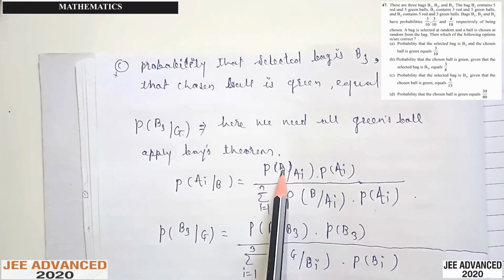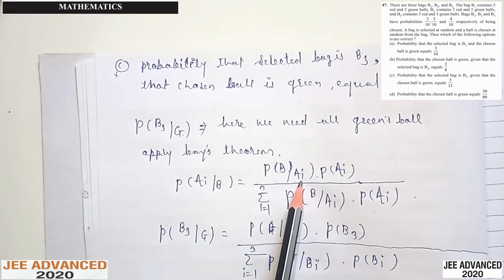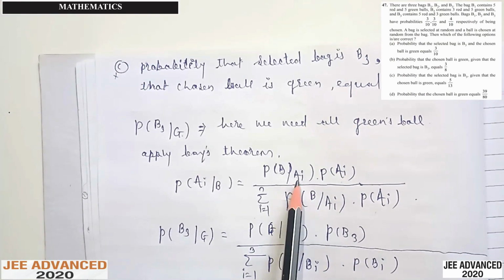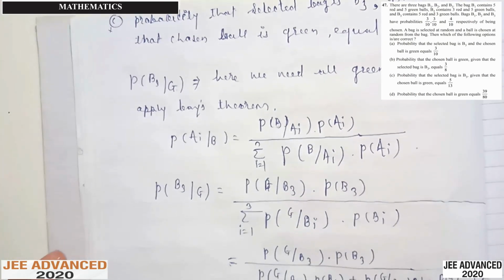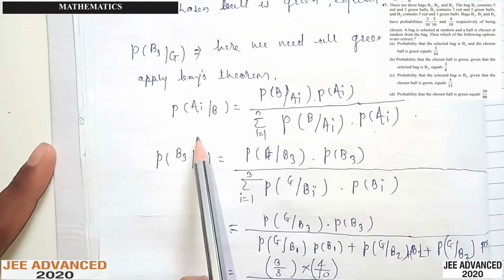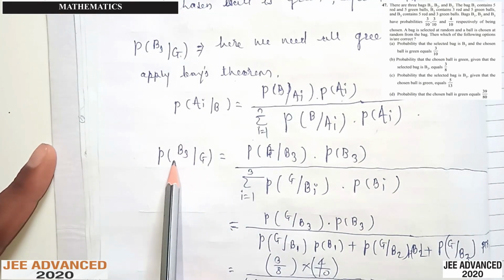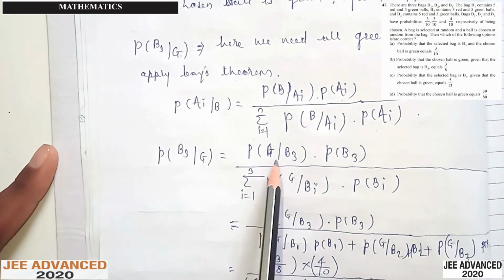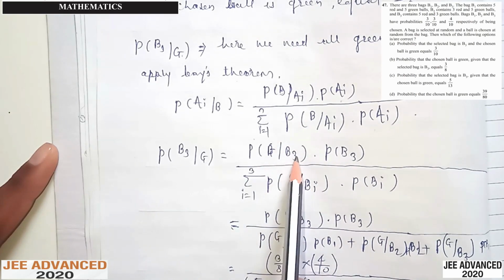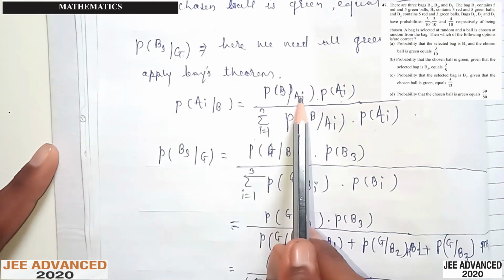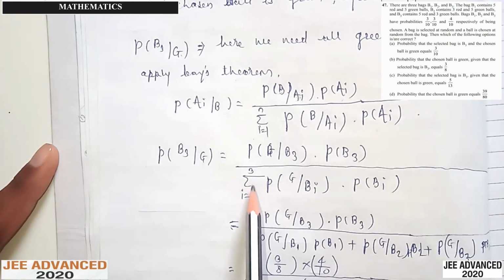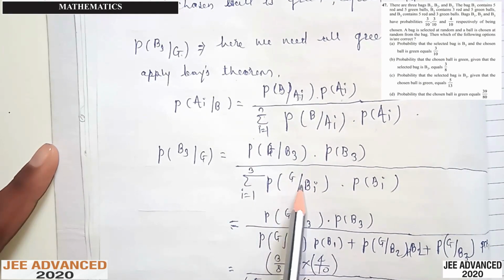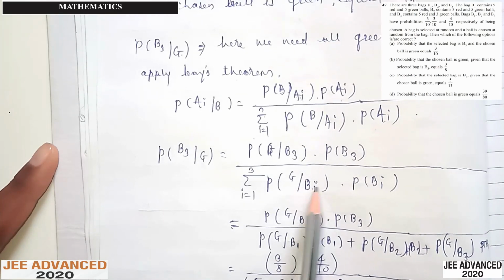So B remains the green ball, and Ai is the different bags: bag B1, bag B2 and bag B3. Here we can see I converted Bayes theorem to our example. Ai can be written as the 3 different bags and B can be written as all green balls. So the probability of a green ball given B3, into the probability of B3, over the summation i equal to 1 to n, because we have 3 bags here, of the probability of a green ball given Bi into the probability of Bi.